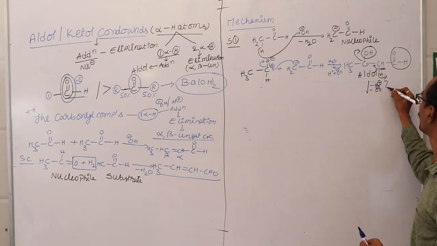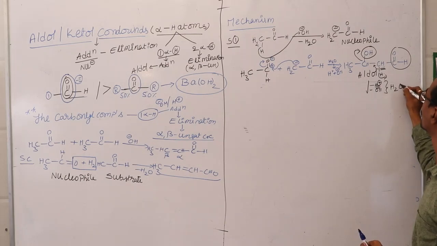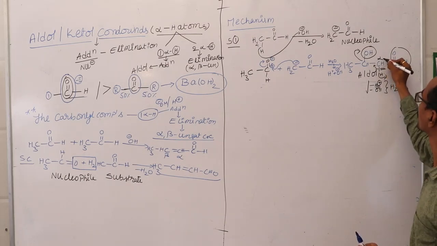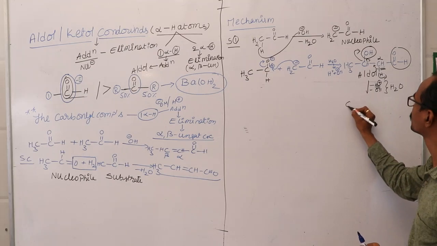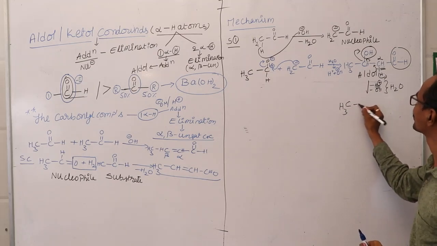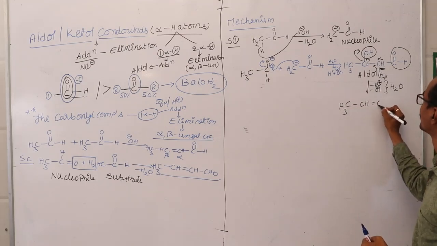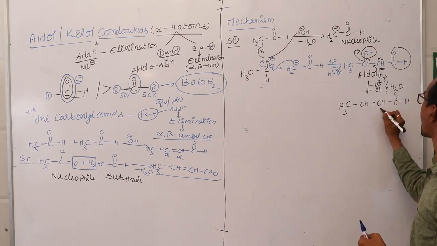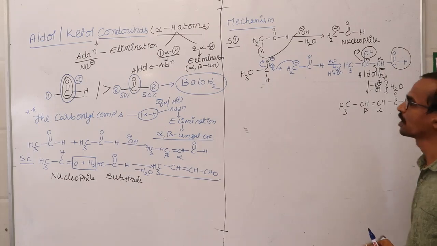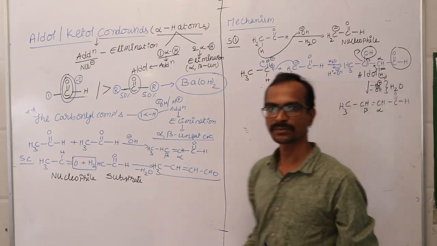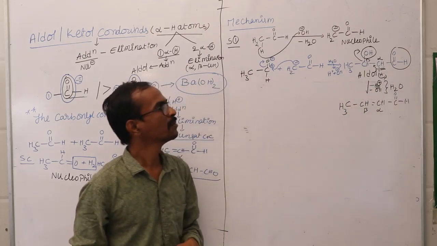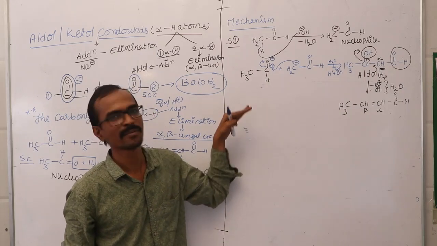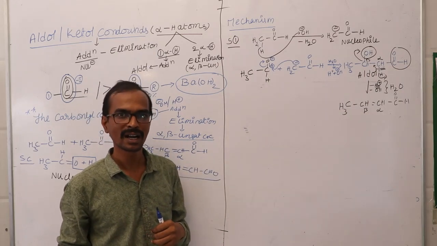That means you will get a water molecule here, and in between these two carbon atoms, alpha and beta carbon atoms, CH3, CH double bond CH, CHO. This is the alpha beta unsaturated carbonyl compound. Right? This is the best and simplest mechanism for the aldol condensation.